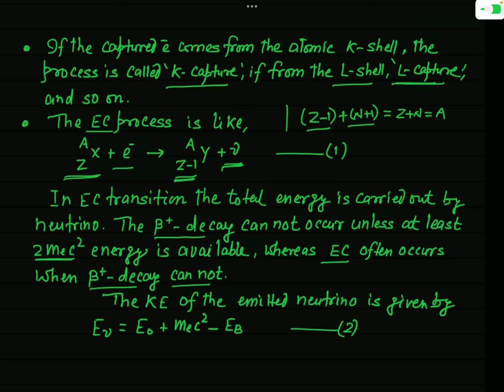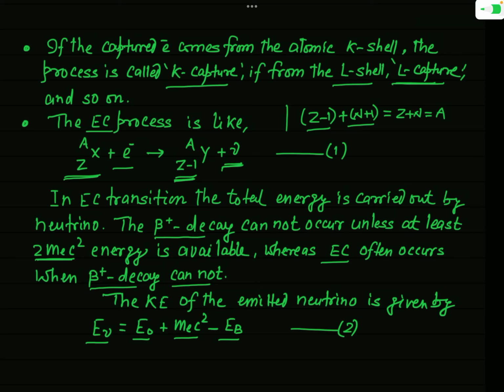So what will be the kinetic energy of the emitted neutrino? You can think about it. Actually, the kinetic energy of the emitted neutrino is given by this formula. You can see this is E nu. E nu is the kinetic energy of the emitted neutrino, and that will be equal to E naught plus m_e c square minus E_B. Now understand how this expression actually represents the kinetic energy of the emitted neutrino.